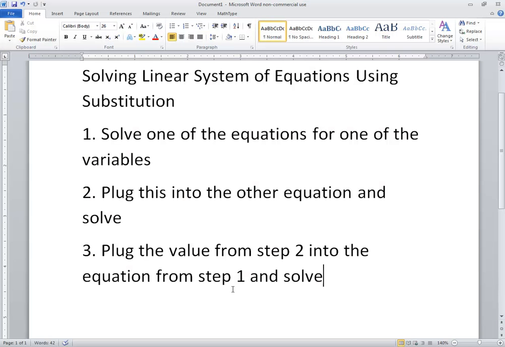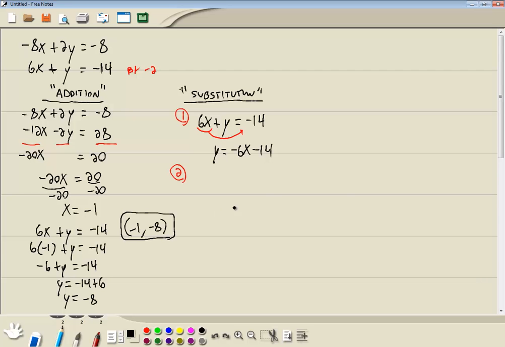Step 2. Plug this into the other equation and solve. Very important you plug it into another equation. If you plug it into the equation you just worked with, then you're going to get a bizarre answer every time. So we're going to plug it in negative 8x plus 2y is equal to negative 8. And we just said that y is equal to negative 6x minus 14. So we're going to replace the y here with negative 6x minus 14. So we've got negative 8x plus 2 times negative 6x minus 14 equals negative 8.